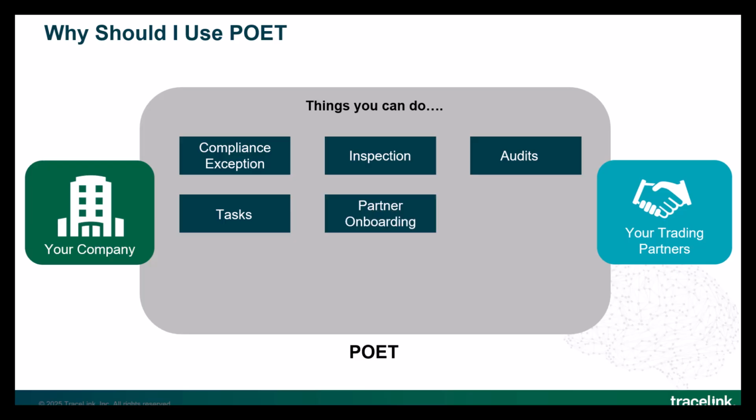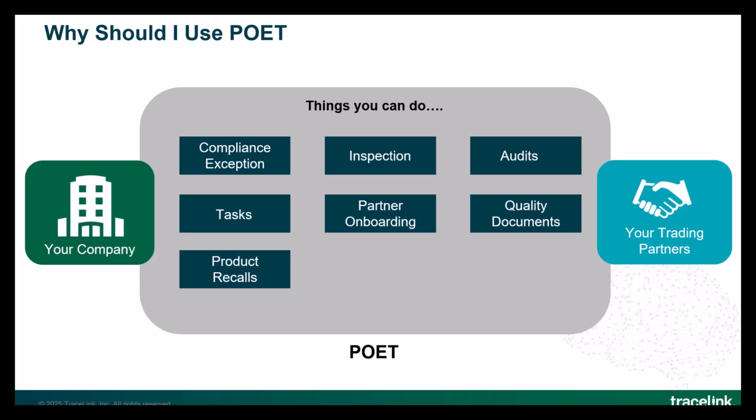Partner onboarding. Bringing new partners into your network can be complex. Poet simplifies onboarding by automating document exchange, training confirmation, and approval steps. Quality documents. All key quality or compliance documents can be shared, reviewed, and approved directly through Poet, maintaining version control and visibility for all stakeholders. Product recalls. In a recall event, Poet's orchestration capabilities become critical, guiding each stakeholder through the right actions in the right order, ensuring regulatory compliance and enabling rapid response.